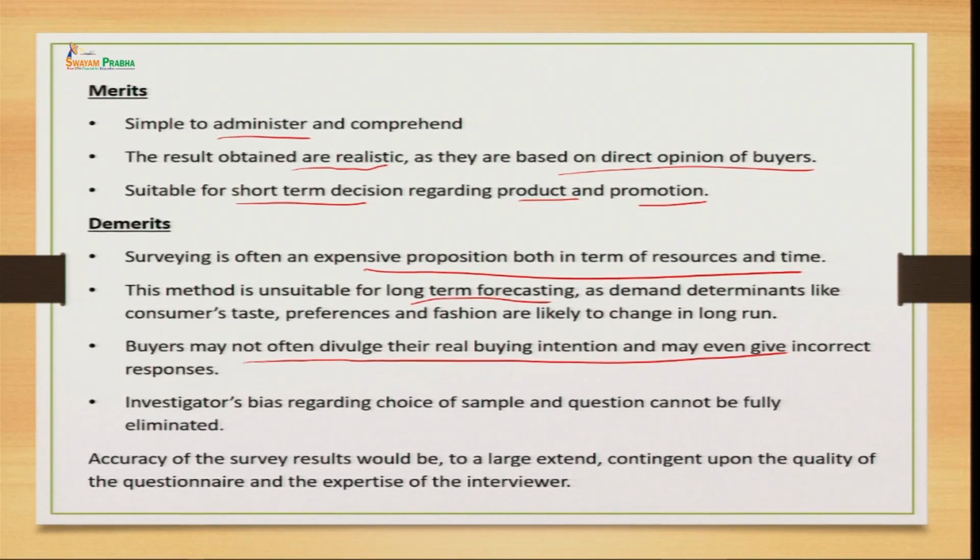And again, the important disadvantage is the investigator's bias regarding the choice of sample. Like I said, census survey is not possible. So, usually people go for the sample survey, but the sample which you are drawing out of the total population needs to be taken care of, and usually what happens, the investigator chooses the sample based on their convenience, which will not give you the correct result, right.